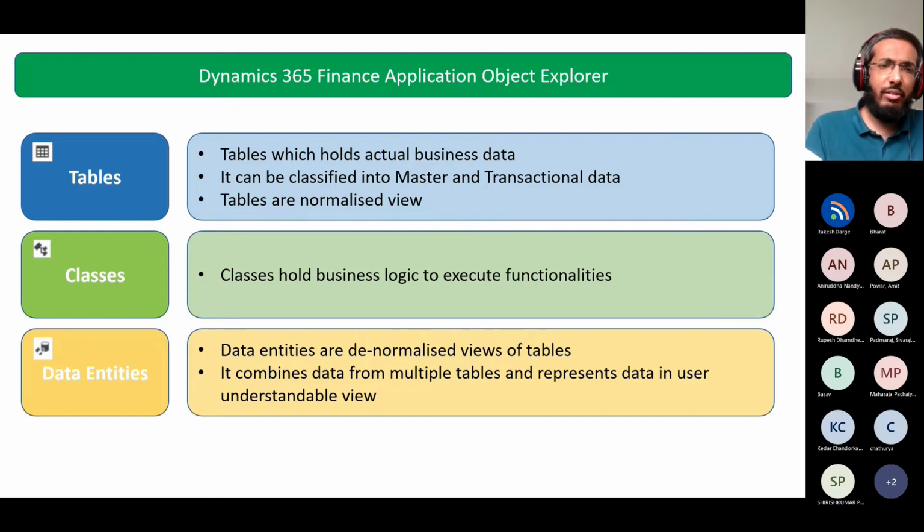The third set of entities that we're going to discuss in detail is data entities, which have been introduced in Dynamics 365 FNO. Previous to FNO, data entities did not even exist. The main purpose of these data entities is to show you the denormalized view of tables. When I say denormalized view, what I mean is to represent the data in front of a user in an easily understandable manner.